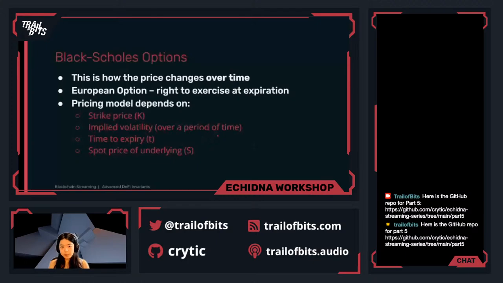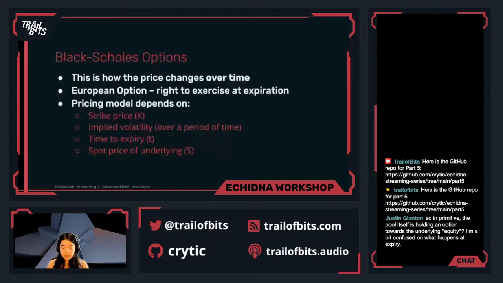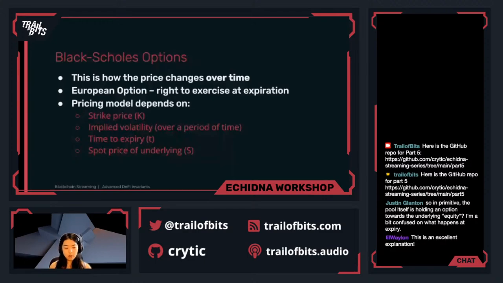So the Black-Scholes option was another phrase that was used at the beginning. And this is how Primitive determines the price change over time. So the price change relies on a series of variables. I alluded to a strike price before. Implied volatility is essentially how much the asset is expected to change price over time. Time to expiry or maturity refers to essentially the same time in which the pool is going to have a linear curve, and then the spot price of the underlying asset.